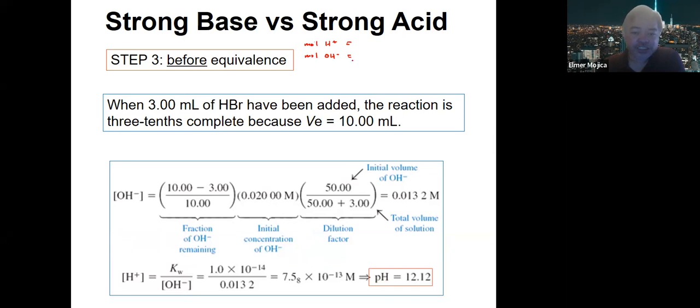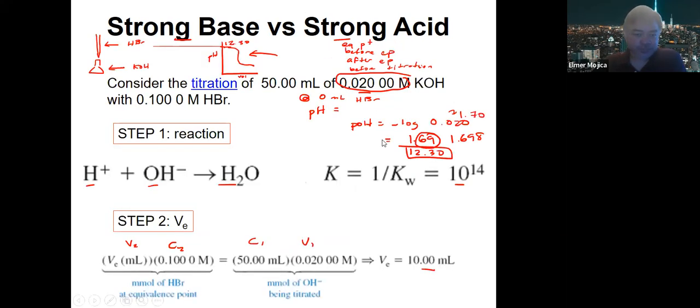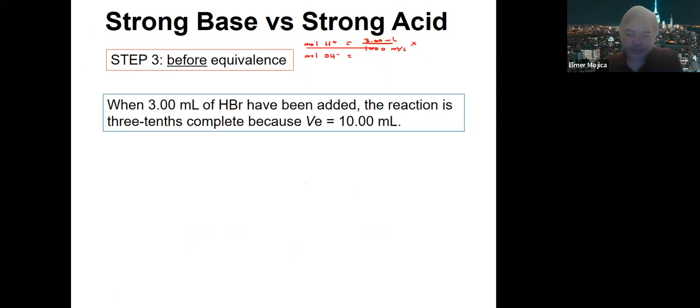So if you're going to look at this one, so you have what? 3 divided by 1,000 times, what's the initial concentration of your HBr? 0.1. And then the other one, you have what? 50 over 1,000 times 0.02, right? So what do you get there?